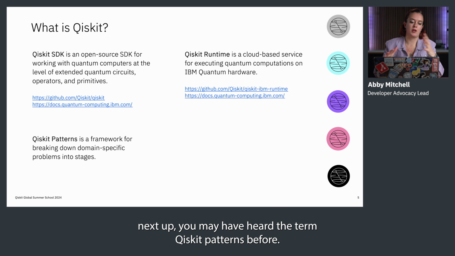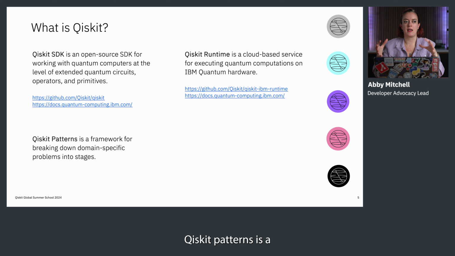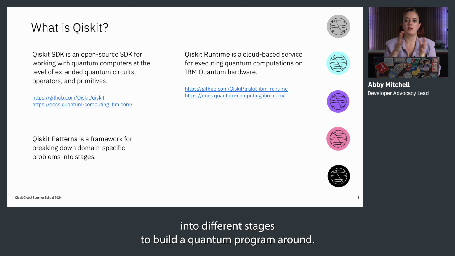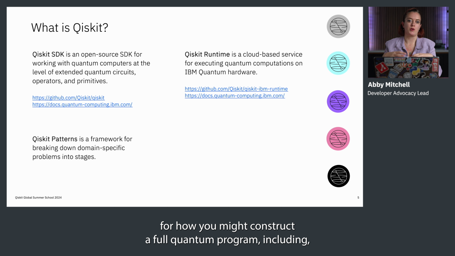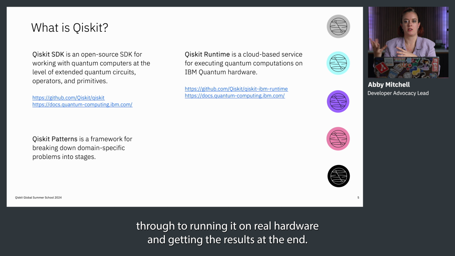Next up, you may have heard the term Qiskit patterns before. We are going to be using this quite a lot in this lecture today. Qiskit patterns is a general framework for how you can break down a problem into different stages to build a quantum program around. So you can think of it as some guidelines for how you might construct a full quantum program, including everything from building your initial circuit through to running it on real hardware and getting the results at the end.